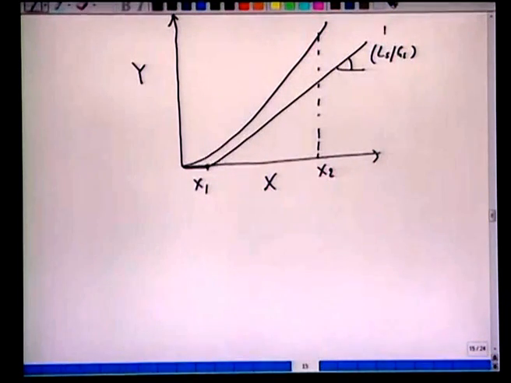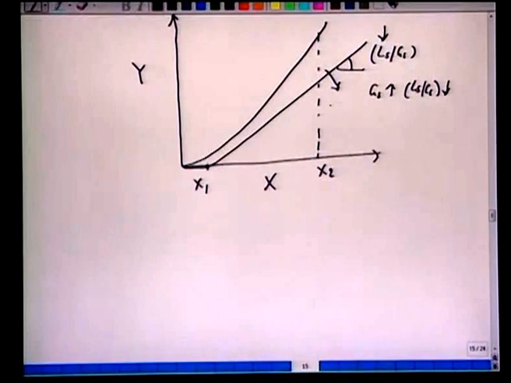In this case, recognize that LS is fixed and GS is allowed to vary. So if we increase GS, then the slope LS by GS will decrease and the operating curve will move in this direction. If we decrease GS, then the slope LS by GS will increase, and the line will move in this direction.